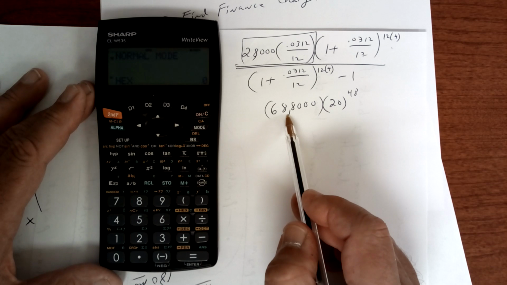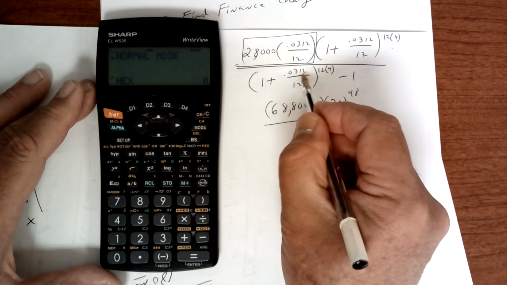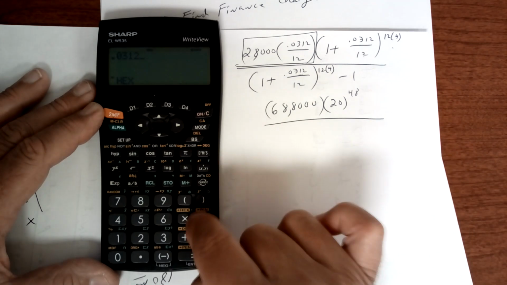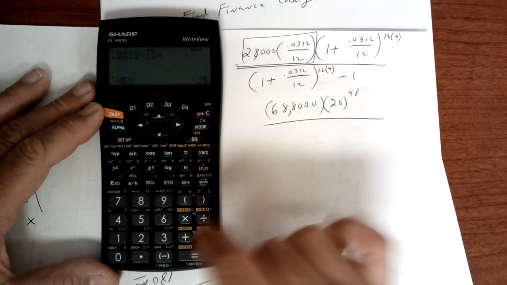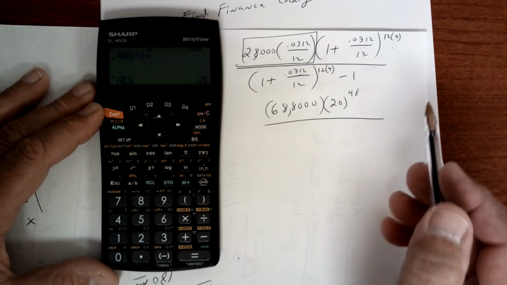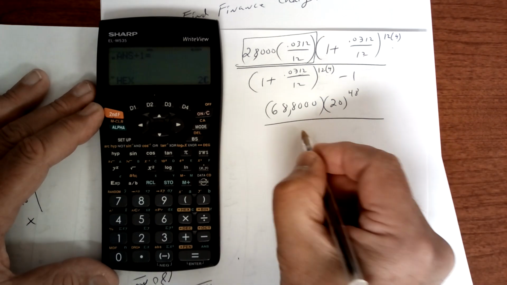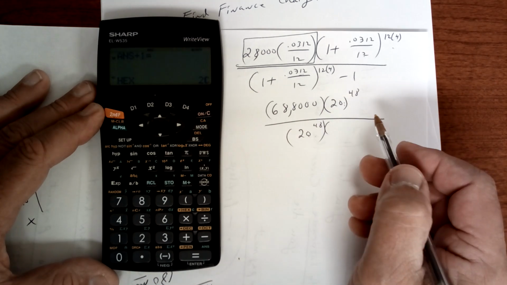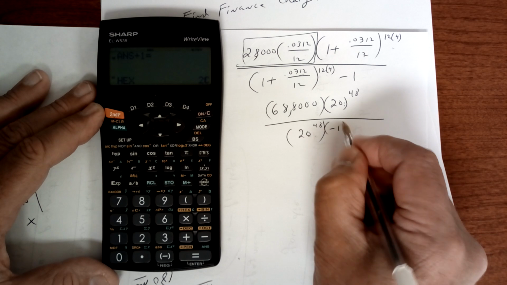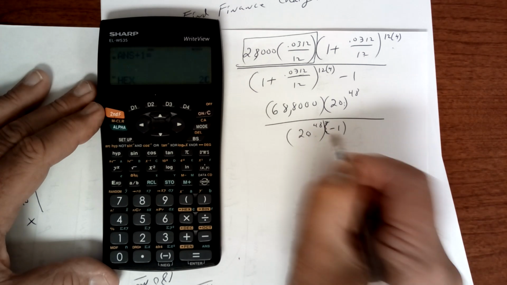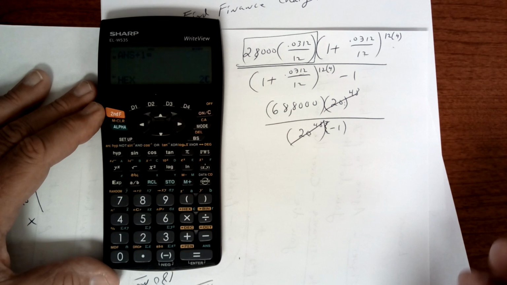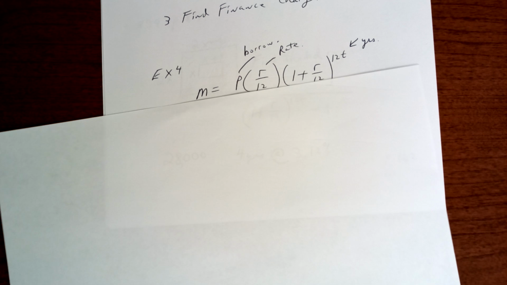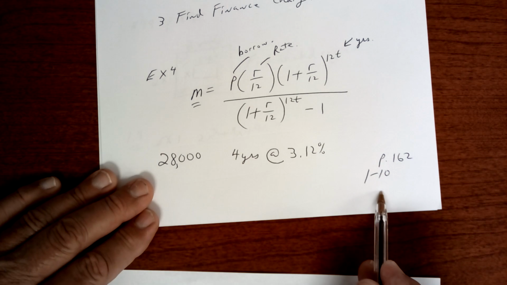Let's go here now on the bottom. Take 0.0312, divide it by 12, press equals, plus 1, you got to work backwards, and then raise that to the 48th power. So that's going to be 20 to the 48th power. It almost seems like this should reduce out, and then minus 1. Okay? So here, this should reduce out. We'll work this one in class, but that's what you're going to do. You're going to plug it in. Today, you have to work 1 through 10 on page 162.